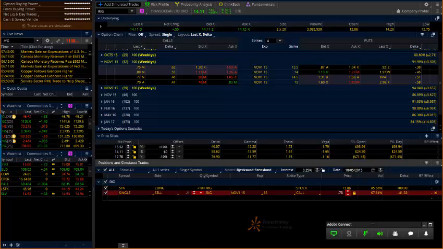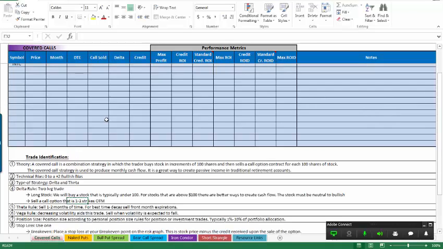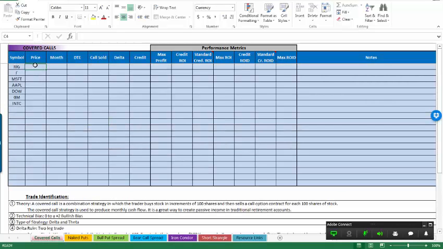So then I take that information, I go back to the spreadsheet, and I fill it out. So I say price, 14.08, I believe it was. This was the November 1 expiration. There were 32 days. We sold the 15 call. The delta was 0.42. The credit was 0.78.